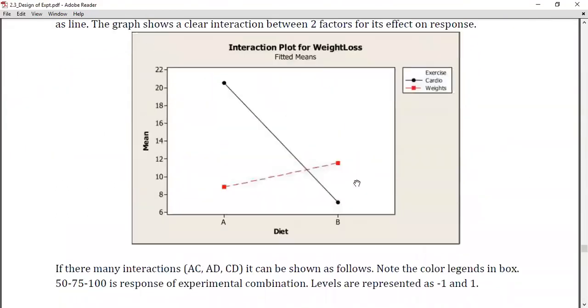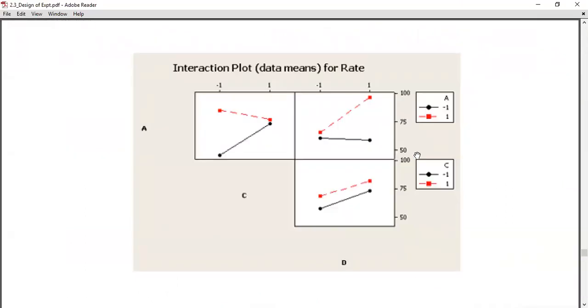The other way, this is only one graph shown here. There could be multiple combinations, something like this. Here it shows that there is one interaction at this particular level. Here there is some possible interaction at the low level. Here it shows almost parallel, so there may not be interaction.